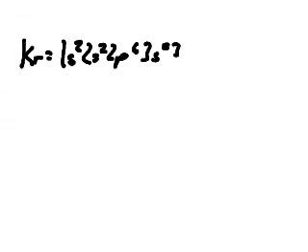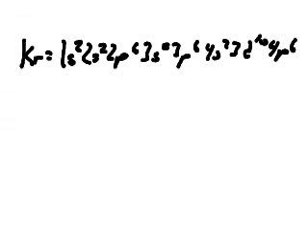Let's get a blank screen to work with. So krypton, Kr. We find it on the periodic table, atomic number 36. So we write it out: 1s squared, 2s squared, 2p to the 6th, 3s squared, 3p to the 6th, 4s2, 3d10, 4p to the 6th. Okay, that's everything krypton has.